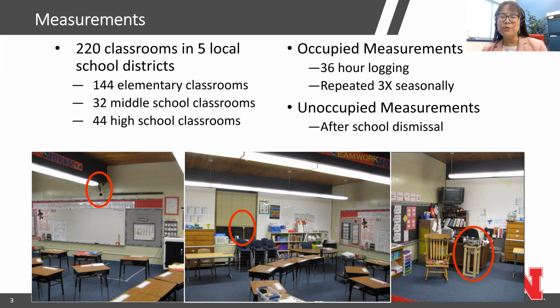The occupied measurements were typically deployed before school started one day and then left in the classrooms to log data over the next 36 hours. We did this so we had 2 school days during one visit. And then we visited every classroom 3 times so that we could get some seasonal variations, particularly in the thermal comfort and indoor air quality data. So in total, we would have 6 days of occupied measurements for every classroom.